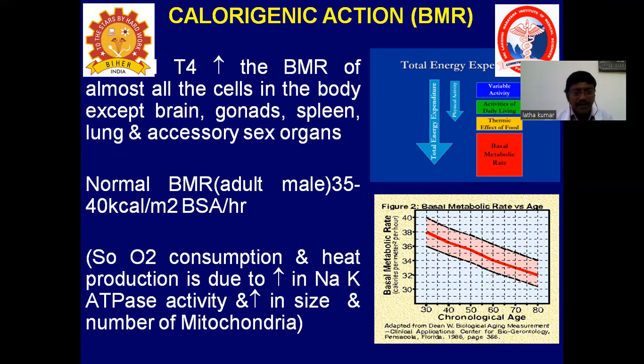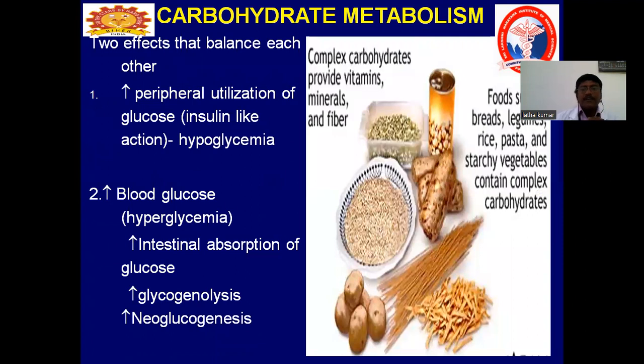Normal basal metabolic rate in an adult is 35 to 40 kilocalories per meter square BSA per hour. So, oxygen consumption and heat production are due to an increase in sodium potassium ATPase activity and an increase in the size and number of mitochondria. This is a major BMR, basal metabolic rate, also called calorigenic action, caused mainly by the thyroid hormone, and the effect of thyroid hormone on the carbohydrate metabolism.